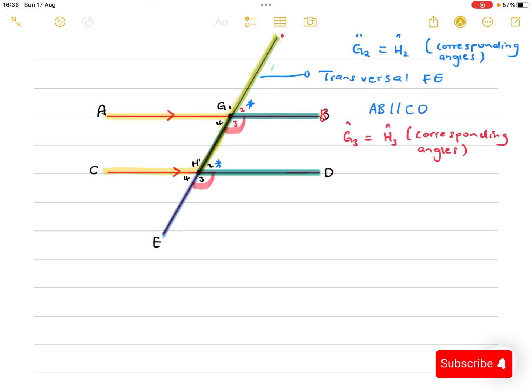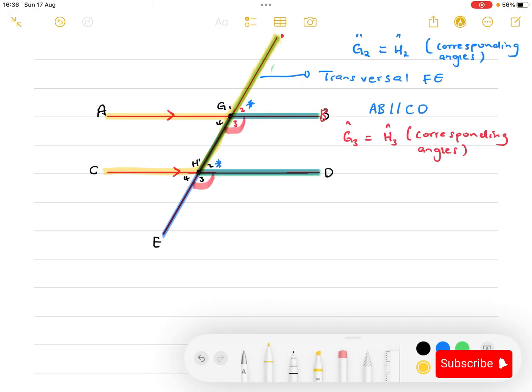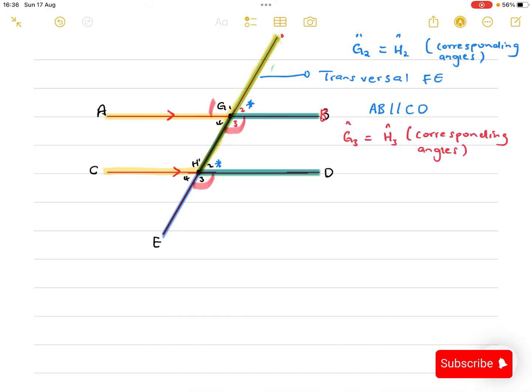So I have this F shape now. So this is my F shape. It's a transversal and two parallel lines. So in this case, I want to look at this part. Okay, let me just highlight.